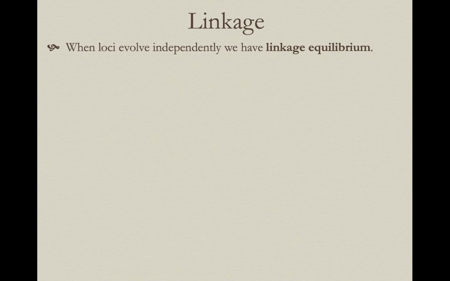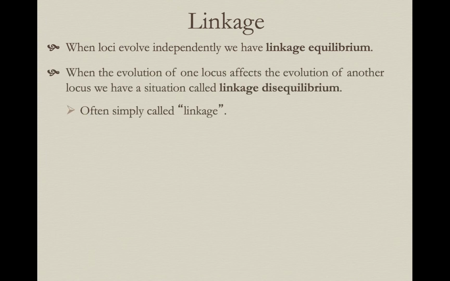When we have loci evolving independently, we have what's called linkage equilibrium. And linkage equilibrium really is the null model with regard to the interactive evolution of loci, like Hardy-Weinberg was our general population genetics null model. When we see a violation of linkage equilibrium, we know that there's something going on regarding how two or more loci are interacting in their evolution. And we call this linkage disequilibrium.